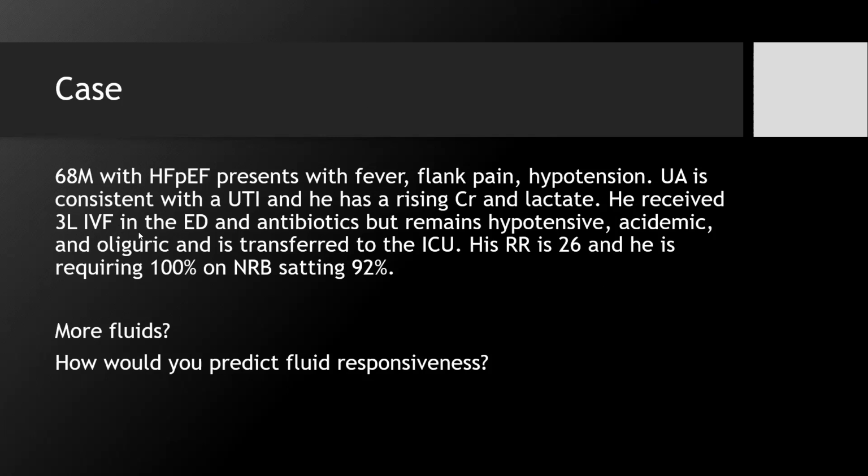Received 3 liters of IV fluid in the ED and antibiotics, but remains hypotensive, acidemic, oliguric, transferred to the ICU. Respiratory rate is 26, and he's requiring 100% on a non-rebreather, saturating 92%. So would anyone here give this patient fluids, or any questions you want to ask, or how would you predict fluid responsiveness on this patient? The floor is open.